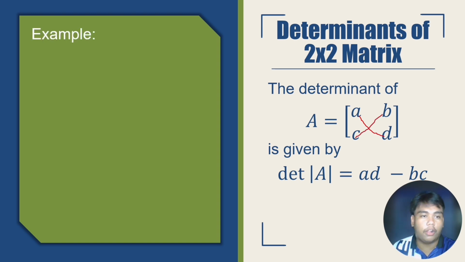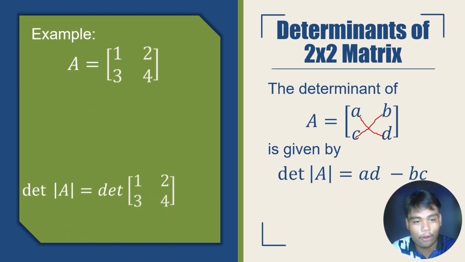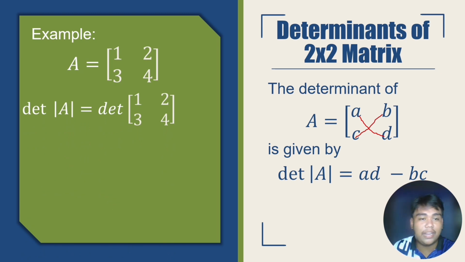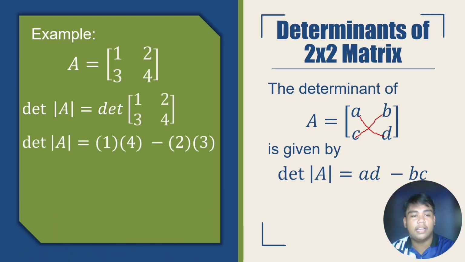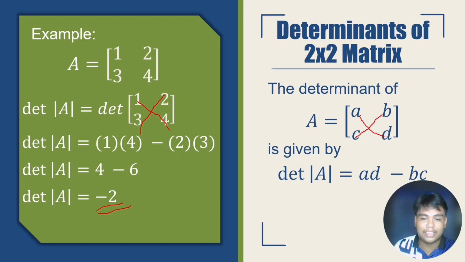For example, we have here the matrix A whose elements are 1, 2, 3, and 4. We can get its determinant by using the formula. We cross multiply: 1 times 4 and 2 times 3. So we have 1 times 4 minus 2 times 3. Then simplify, that is 4 minus 6, which is equal to negative 2, and that is the determinant of this matrix.